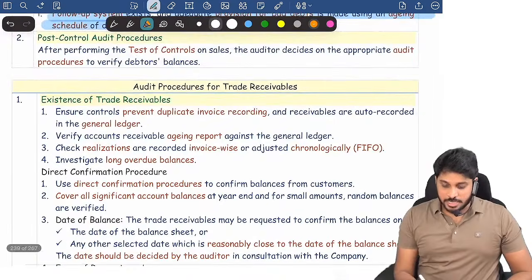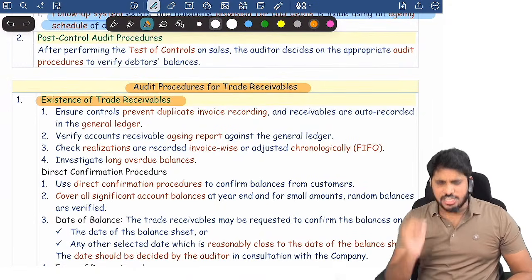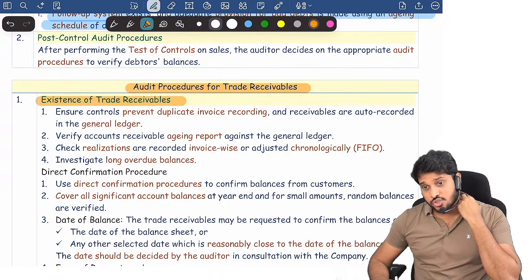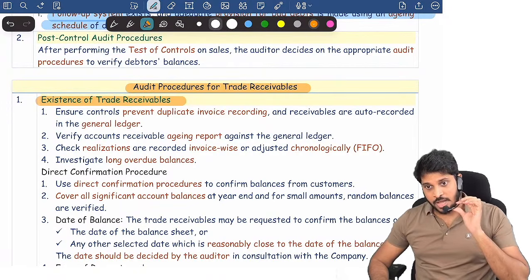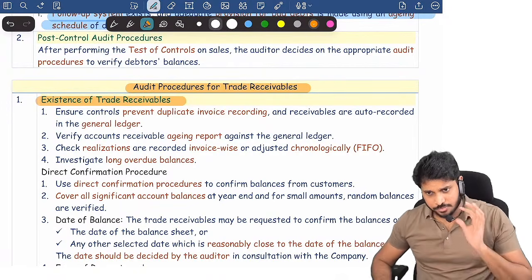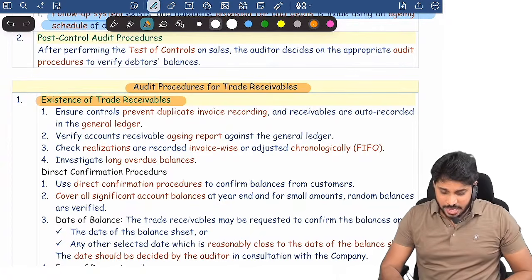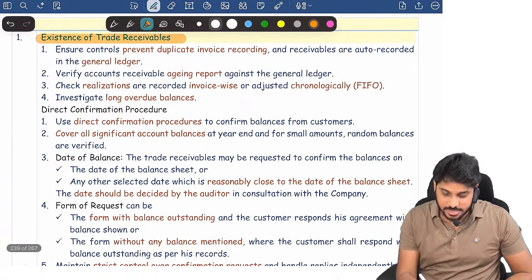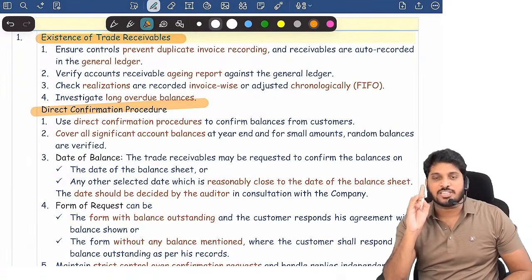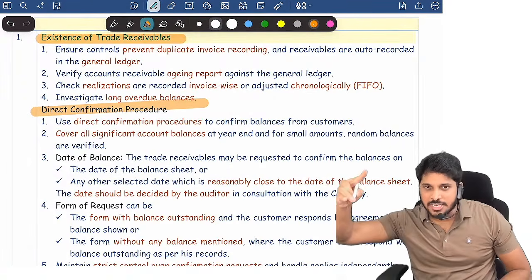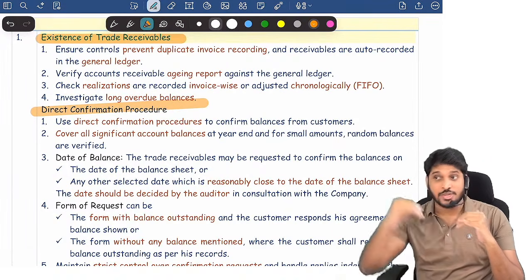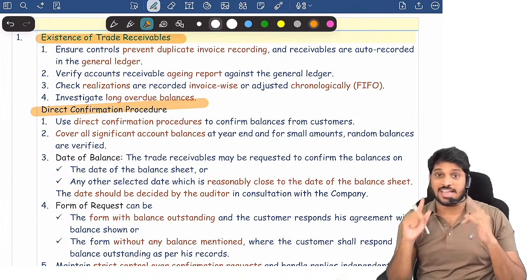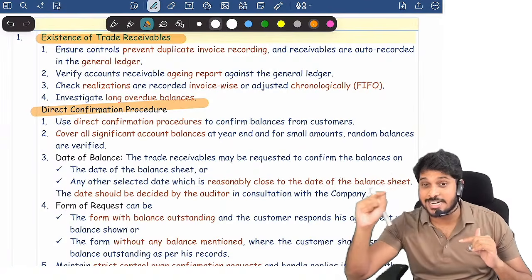Next, audit procedure for trade receivable. Inside this, existence is most important. How do you get evidence on existence of trade receivable? Very simple, direct confirmation procedure. As per SA 505, you send an external confirmation to a third party, and the third party will reply. That itself is evidence that the trade receivable exists.